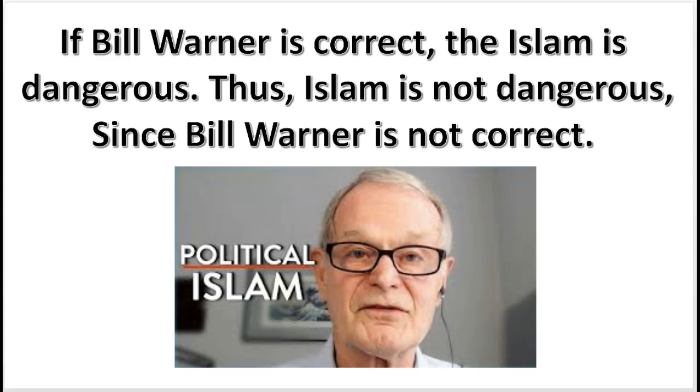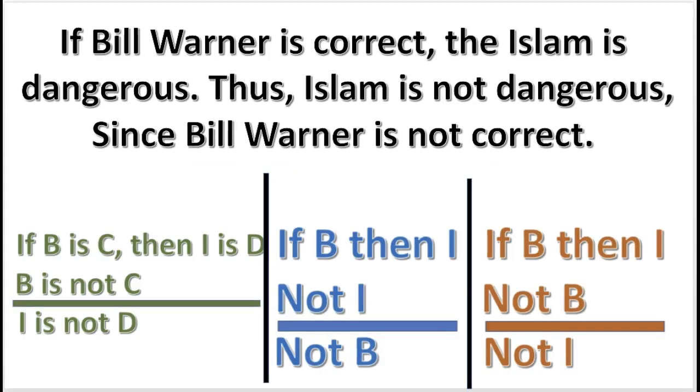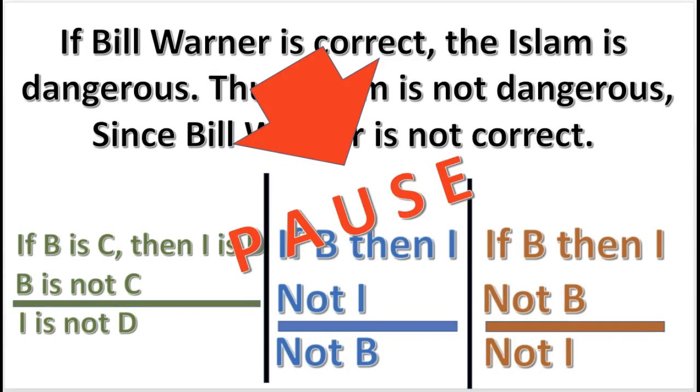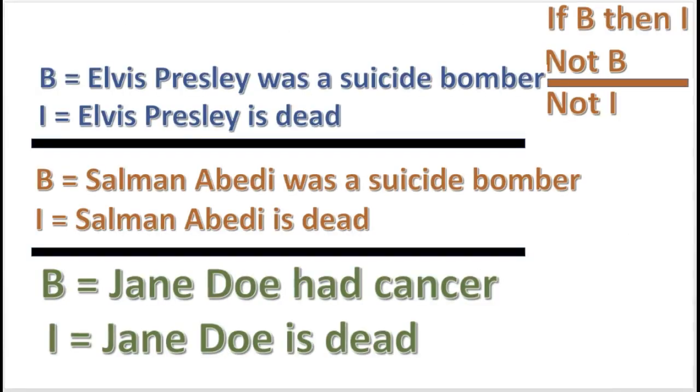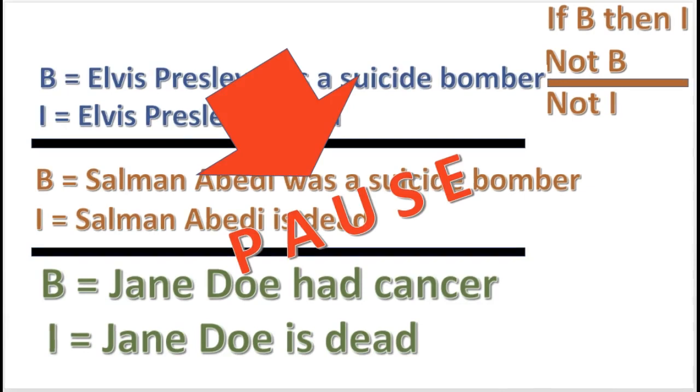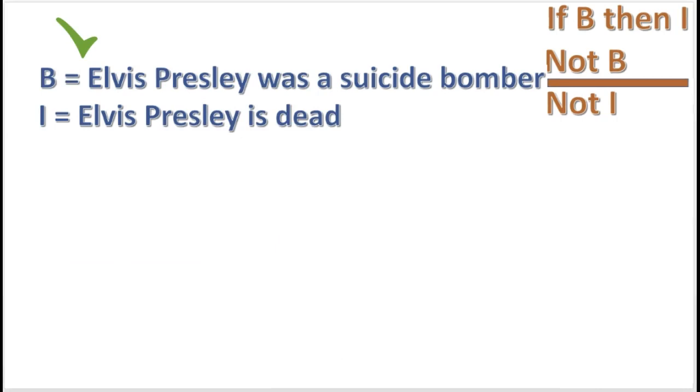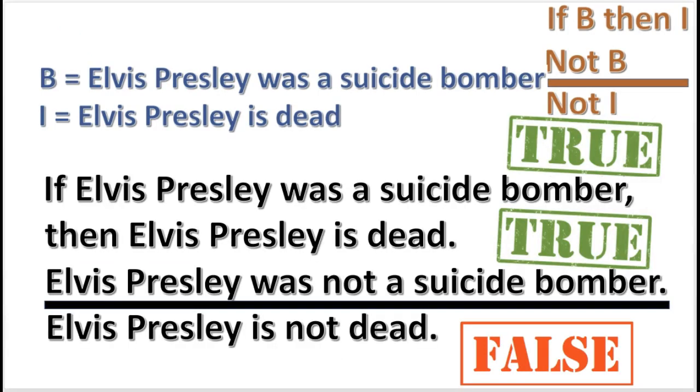Here's another practice problem. Now, what is the form of this argument? Press pause. The answer is in 3, 2, 1. Ding! That's correct. Notice that B and I represent whole statements. What set of substitutions proves this form invalid? Go ahead and press pause. The answer is in 3, 2, 1. Ding! That's correct. This set of substitutions makes the premises true and the conclusion false.